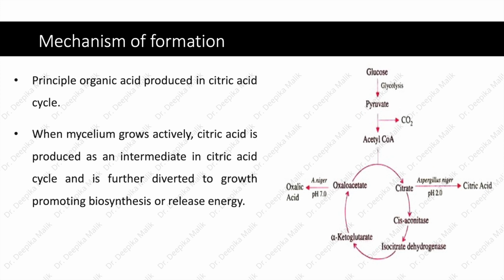Now let us see the mechanism of formation of citric acid. Citric acid is the principal organic acid produced in citric acid cycle. The biochemical pathway in formation of citric acid is shown in the image. When mycelium grows actively, citric acid is produced as an intermediate in citric acid cycle and is further diverted to growth promoting biosynthesis or release of energy.